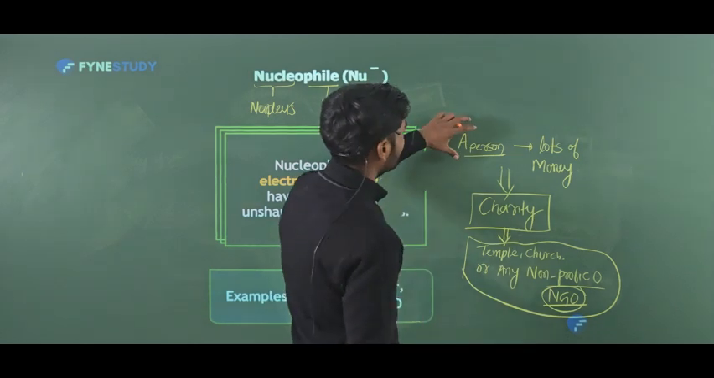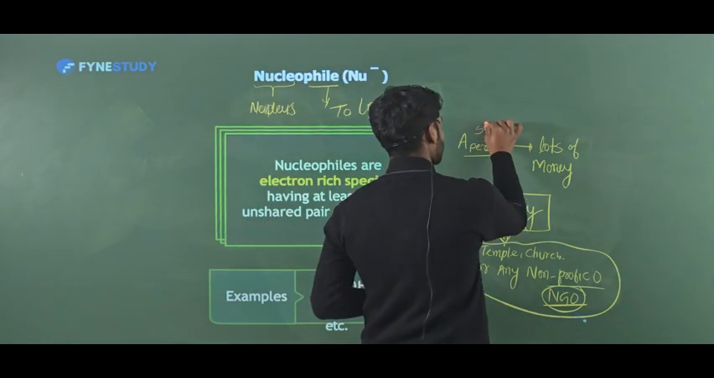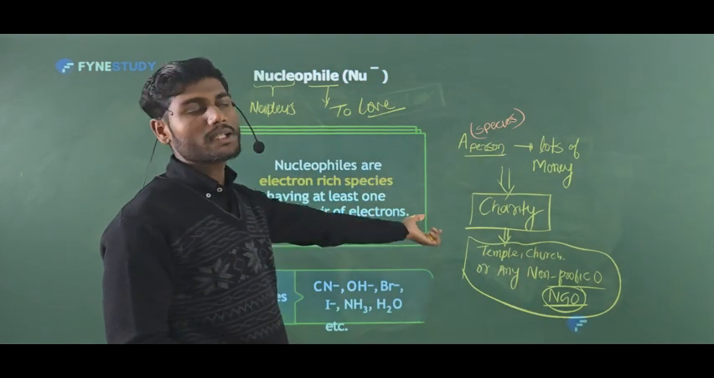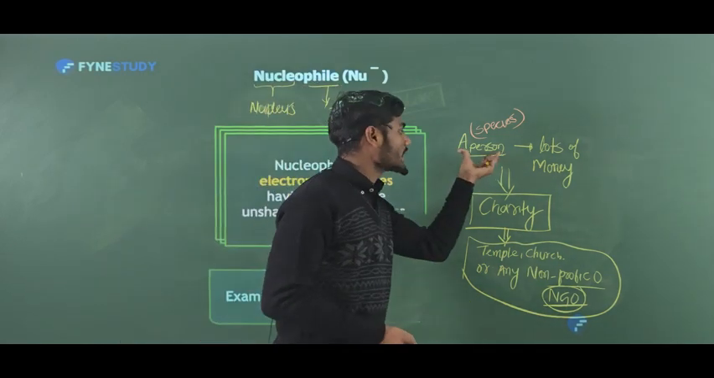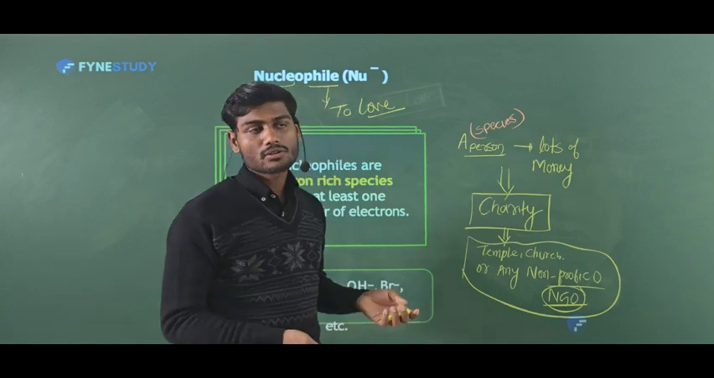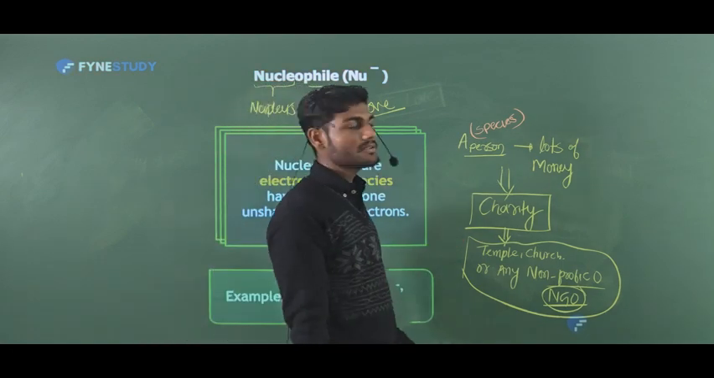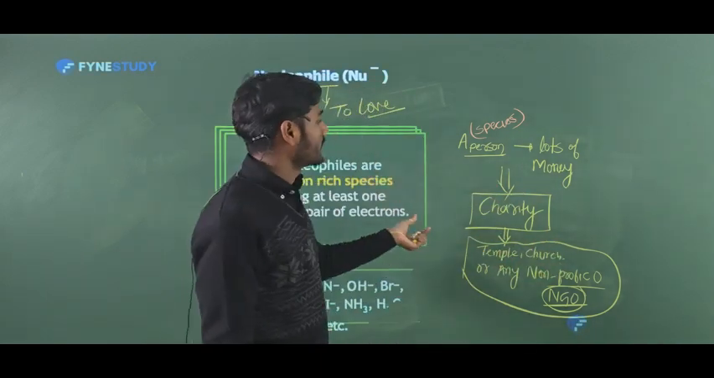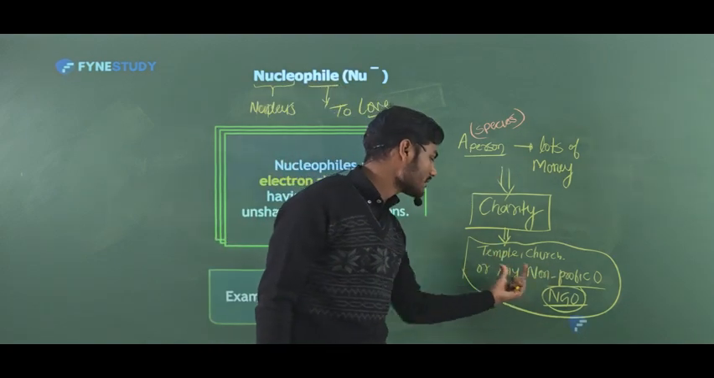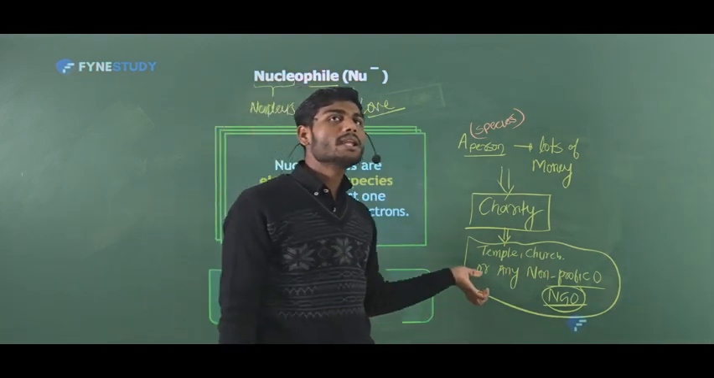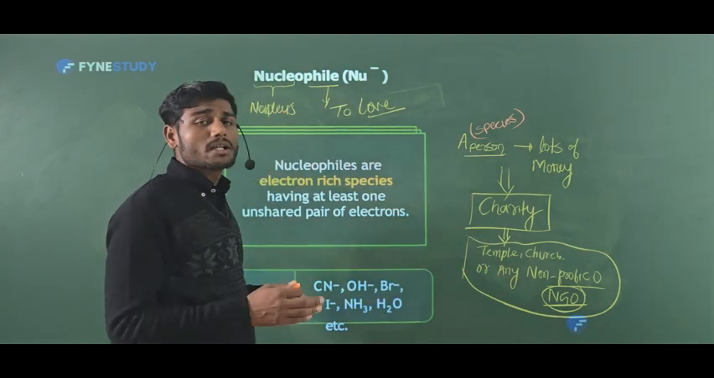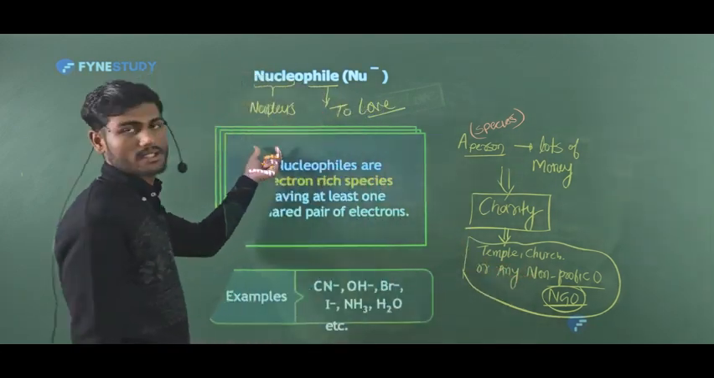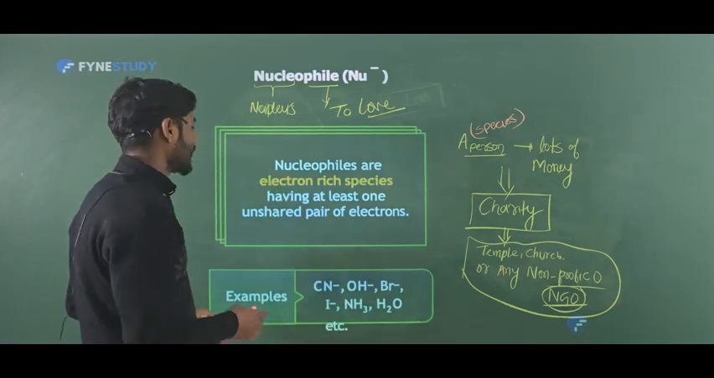Okay, so let's say this one is a species, and this one has lots of money, it means excess electron. So if this species has excess electron, he has to donate, or give charity if you compare with the money. So for charity or for donating, where does he have to go? Temple, church, or any NGO, any places where you can donate. So all these centers are nucleus if you compare both. Okay, I hope you understand.